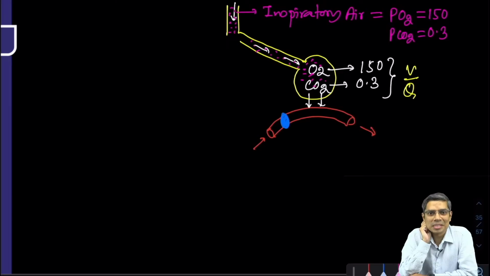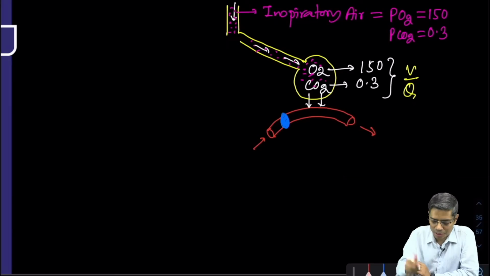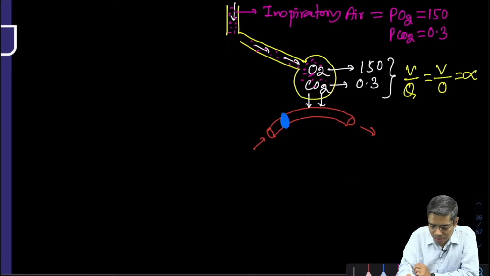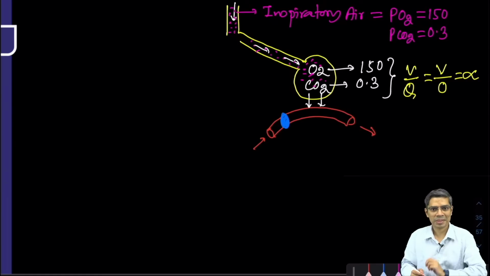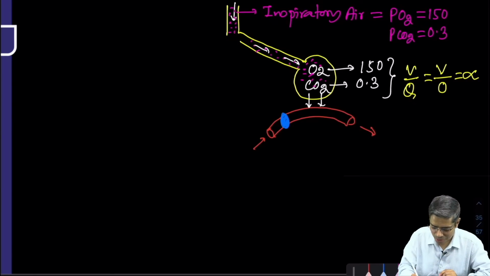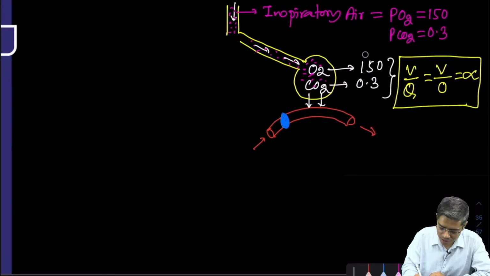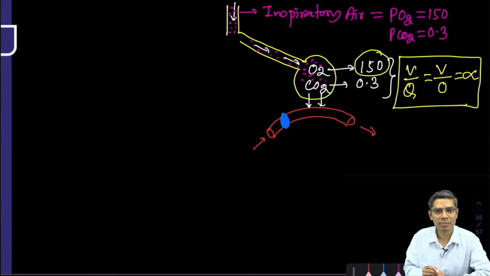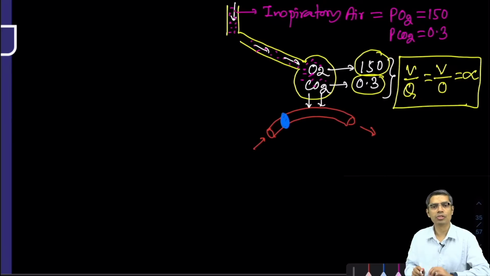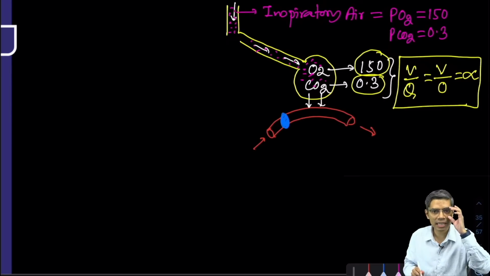What is the VQ ratio of this alveoli? Ventilation perfusion ratio. So, ventilation is normal here, but perfusion is 0 here. So, the ratio is infinity. Please note down, whenever your VQ ratio is infinity, the partial pressure of oxygen in the alveolar air is increased to 150 millimeter of mercury, and partial pressure of carbon dioxide decreases to 0.3 millimeter of mercury. Why am I saying increase and decrease?